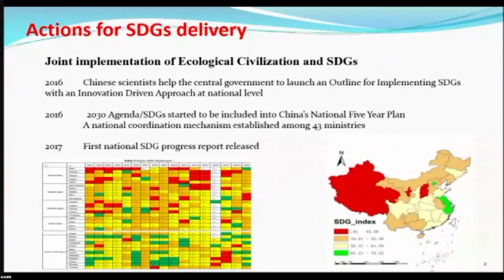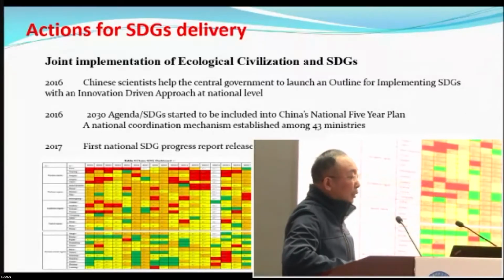This slide shows how Chinese scientists have helped the central government and even the UN to set the sustainable development goals and review the implementation process. At the national level, we have used some methodologies. You probably know that we have used the dashboard report methodology to evaluate the delivery of sustainable development goals in different regions, especially at the provincial level. That's the first one. We also help the government to coordinate with each other.